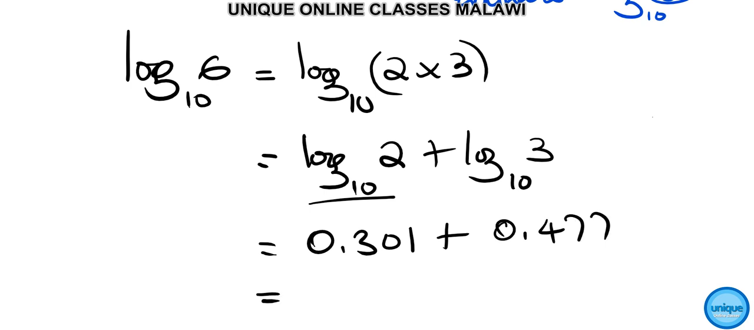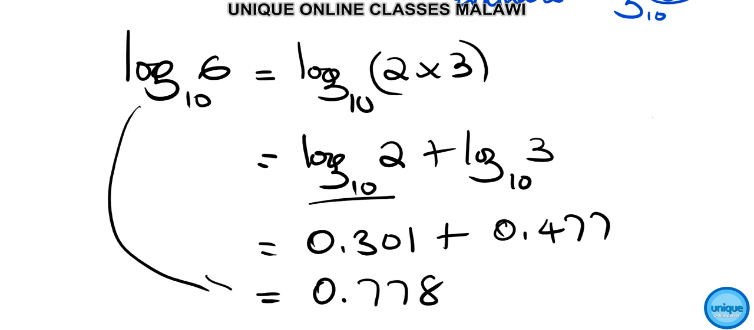Now when we add 0.301 plus 0.477, the answer is 0.778. That means log 6, the answer will be that one. You can try, or you can just punch in on your calculator log of 6 to see what answer it gives you. The answer is 0.7781, so to the nearest, this is our answer.